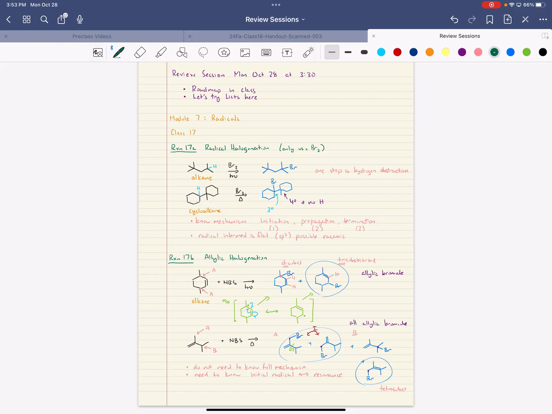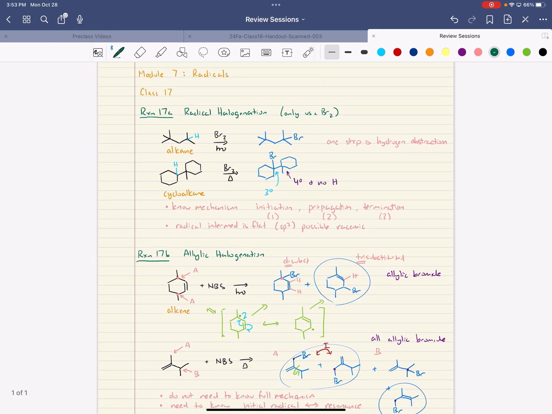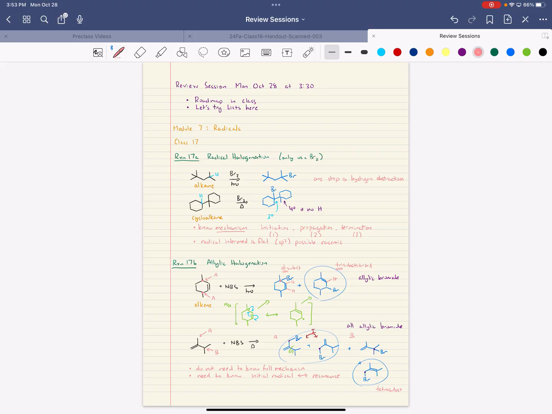Let me stop there. This is the review for, I guess, class 17. It took about 30 minutes. Any questions about this? Your 2 reactions are there. Everything you need to know is here, except for the full mechanism. The full mechanism you need to know is for the radical halogenation. Okay, any questions?